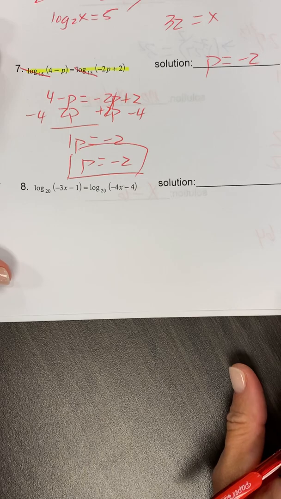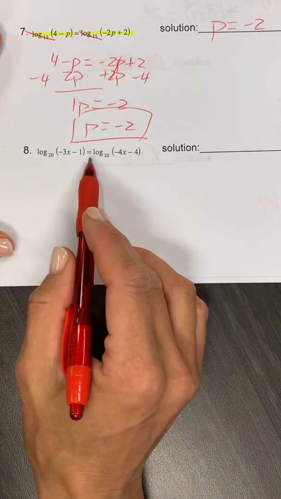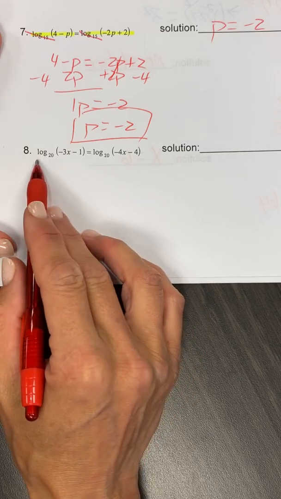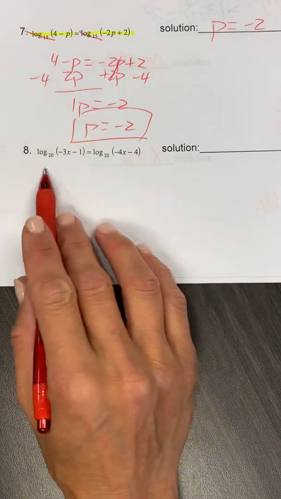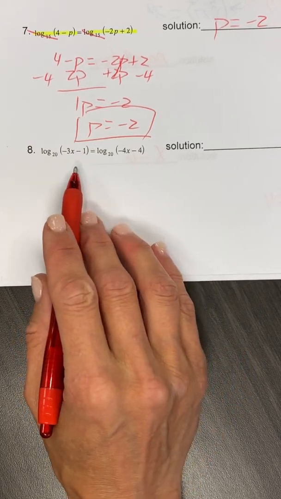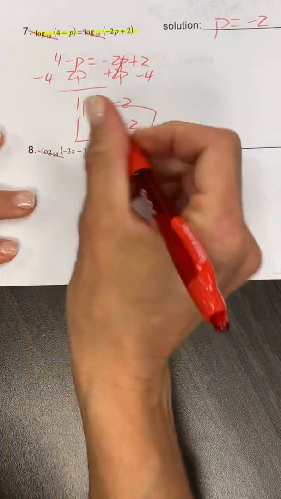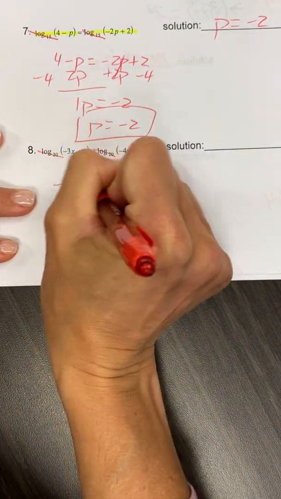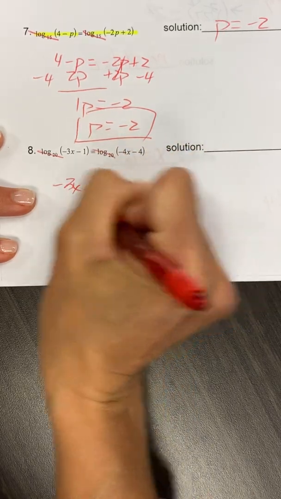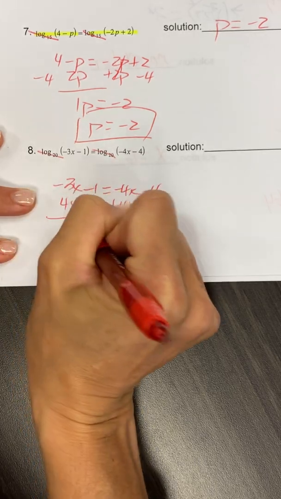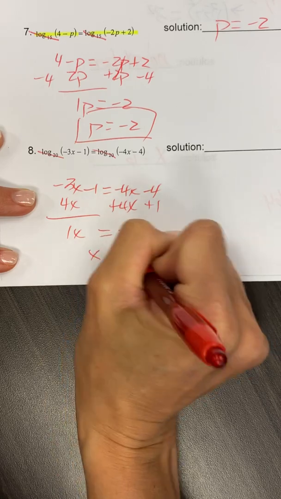Is number 8 set up the same way? The only thing on the left side of the equal sign is a log expression. There's nothing else added or subtracted to it. Same thing on the right side, and the log bases are the same. Okay, so I can cancel those out and say negative 3x minus 1 equals negative 4x minus 4. Negative 3. Does that sound right?